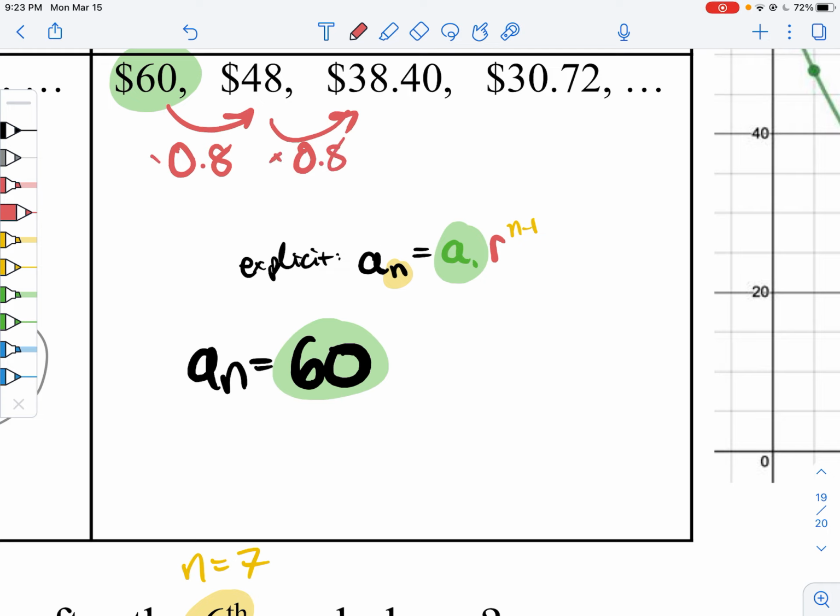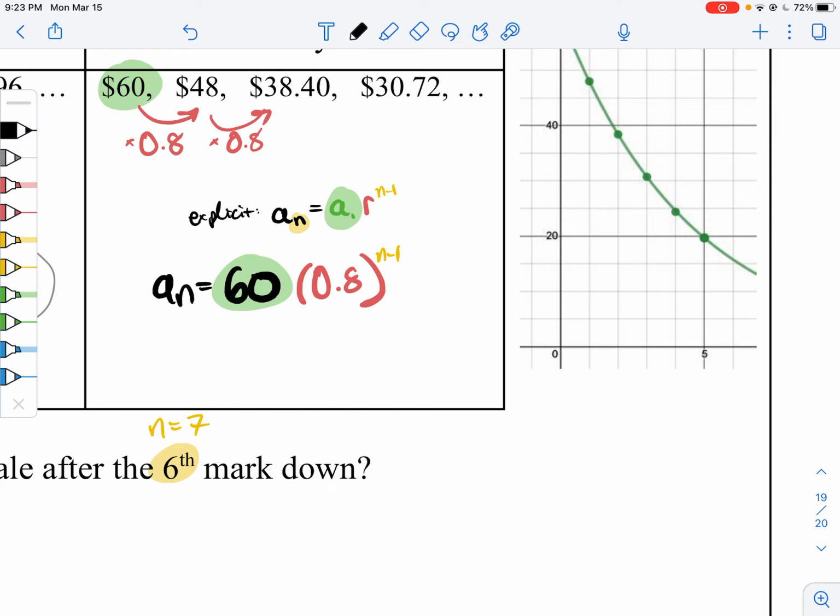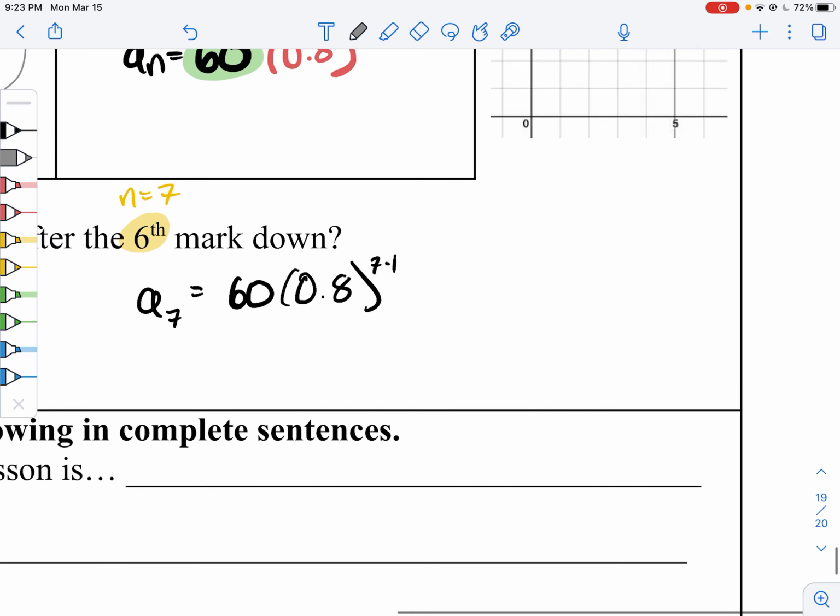So we're multiplying times 0.8 to get to our next markdown. This tells us that r is 0.8, so go 0.8 to the n minus 1th power. Ta-da! Okay, if we want to find after the 6th markdown, we have a of 7 equals 60 times 0.8 to the power of 7 minus 1, which is to the 6th power, which comes out to 15.73.